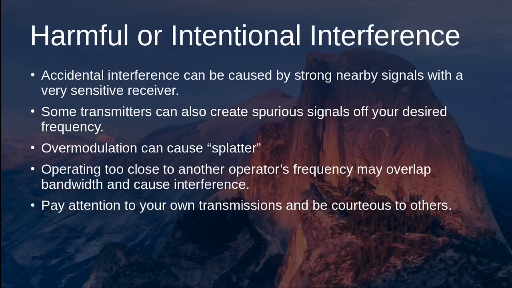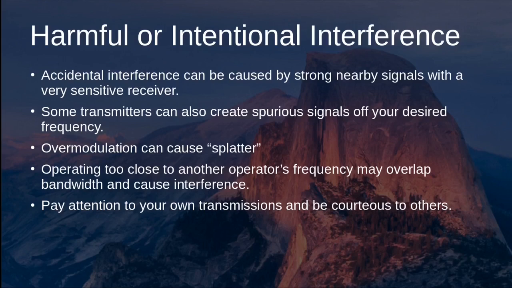Accidental interference can be caused by strong nearby signals with a very sensitive receiver. So let's say you have another amateur radio station operating at full legal limit, maybe a block away from you, and you have your receiver sensitivity turned way up. So you may want to turn your sensitivity down a little bit when that transmitter is transmitting, because it may overpower your station. Same thing holds true for other potential radio stations in the area, either AM broadcast, FM broadcast, TV, television stations. They may cause significant overload and a little bit of signal splatter into the ham bands that may cause some interference.